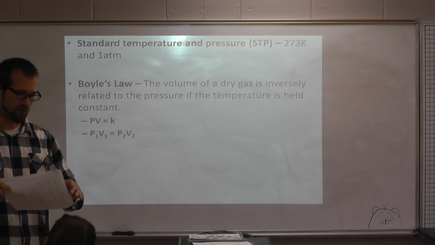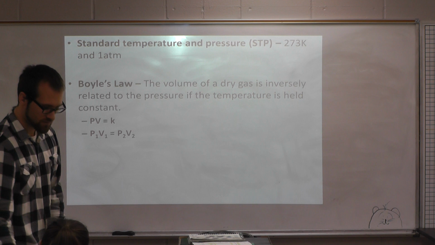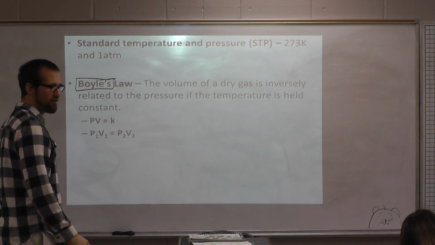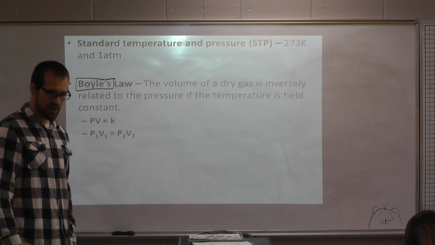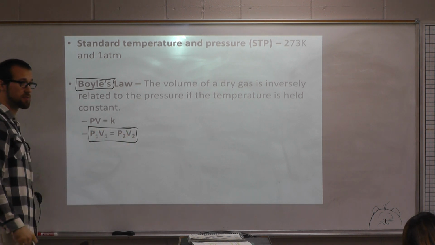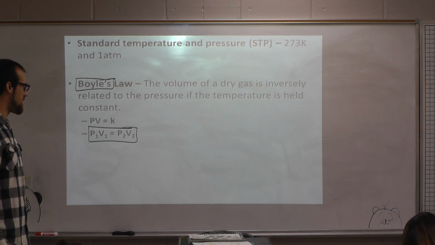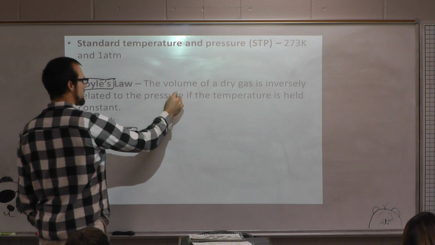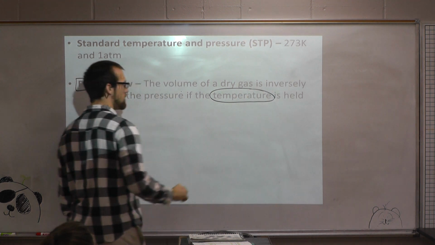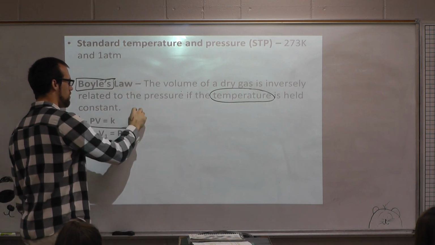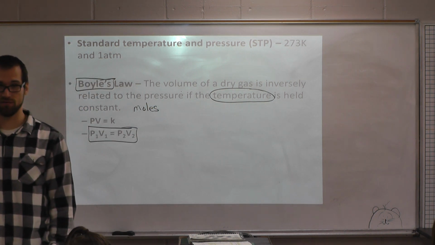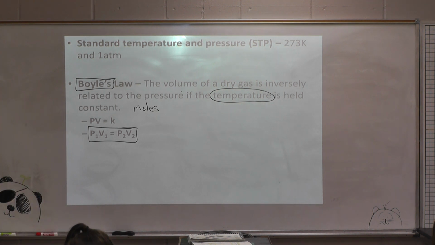Okay, so your first thing that you are going to put in there, your law. You will put in Boyle's law in the very first blank. Then it says, what is your equation? You will put in this equation. Then your constants are going to be temperature and moles. You can abbreviate moles with n if you want, because that's the variable symbol for moles.